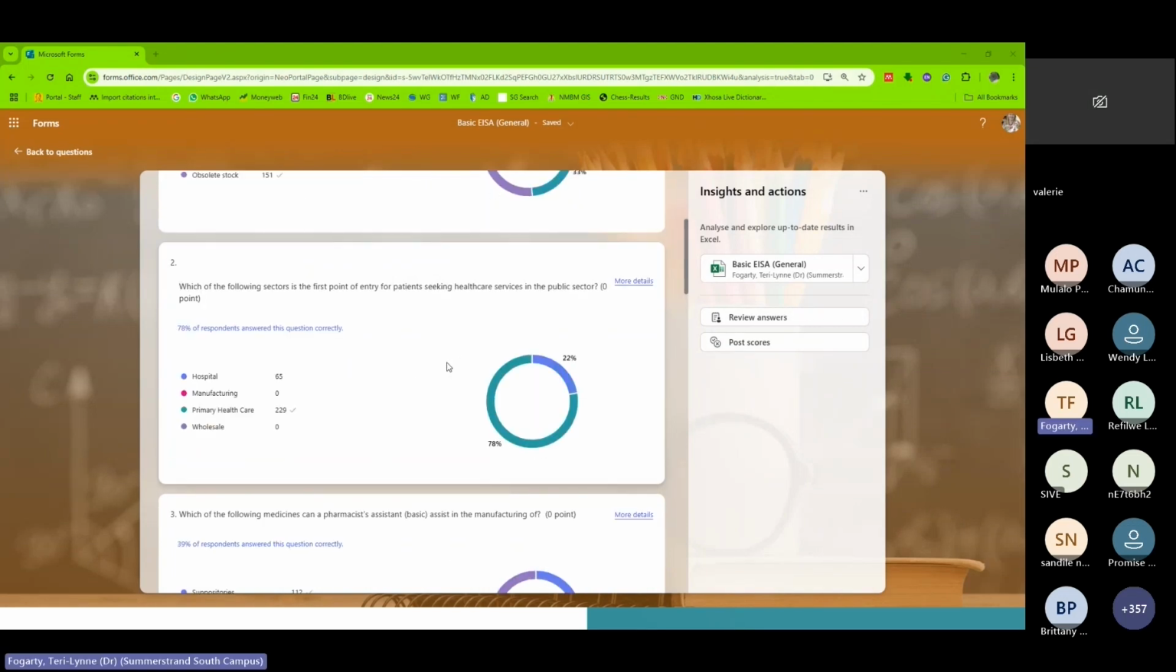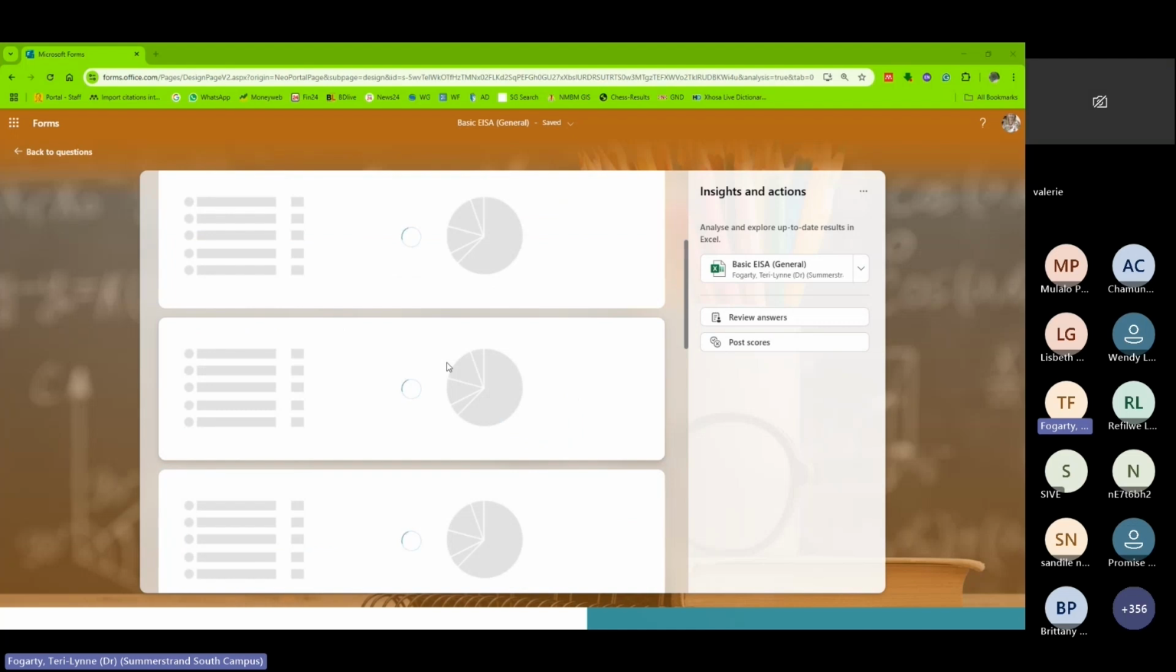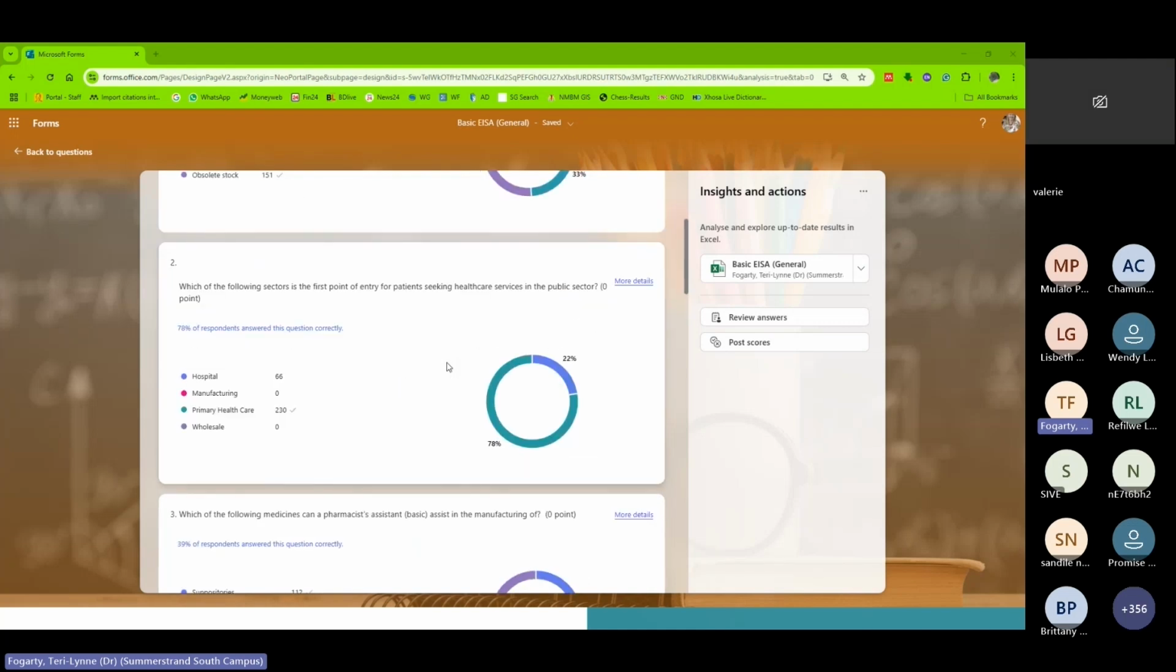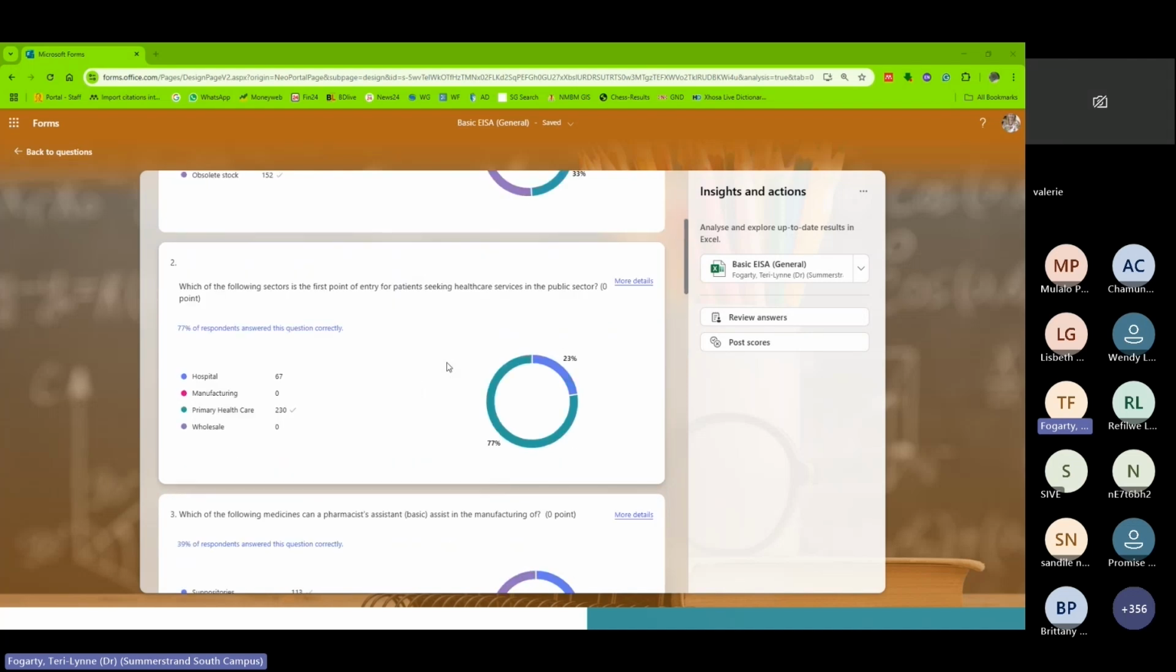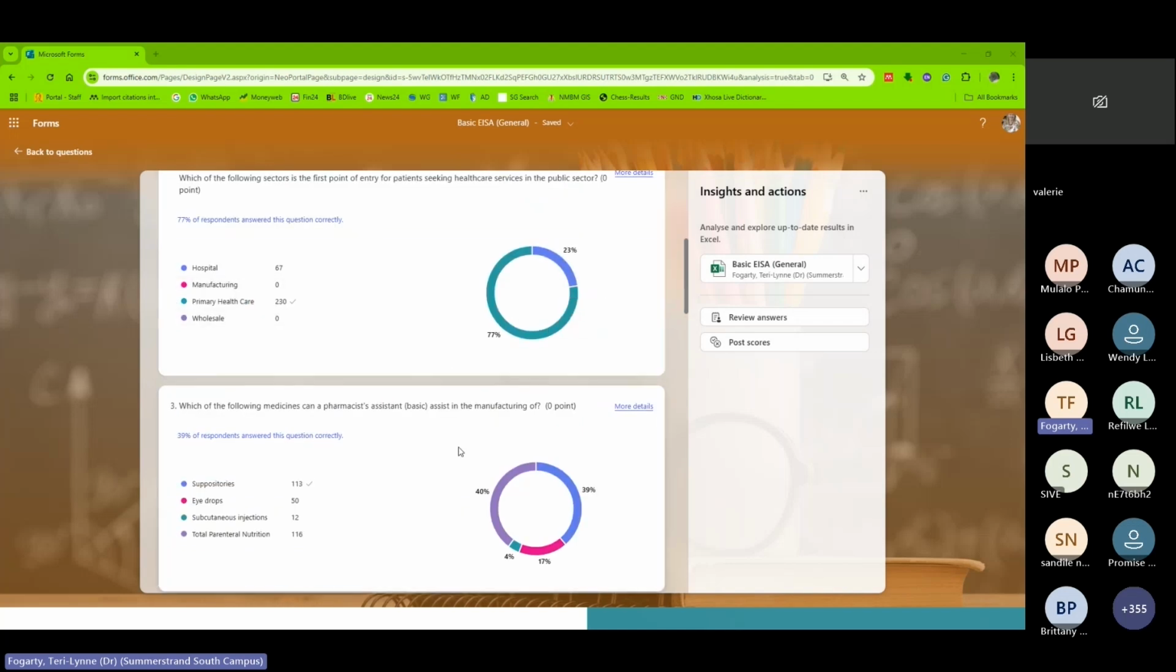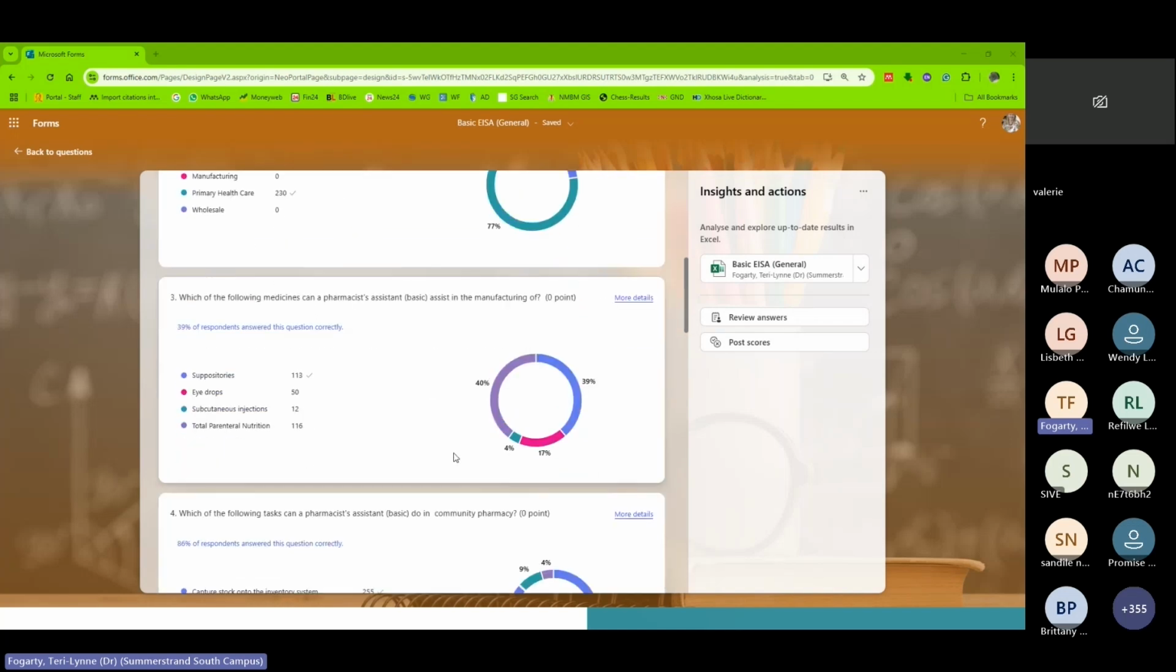You know, sometimes things happen in practice that should not be happening. And so you can't answer your questions based on what your experience has been in practice. You've got to look at the question from best practice, which is the knowledge base. And the knowledge base says that the first point of entry should be through a primary healthcare facility. So that is why primary healthcare is the correct answer here.